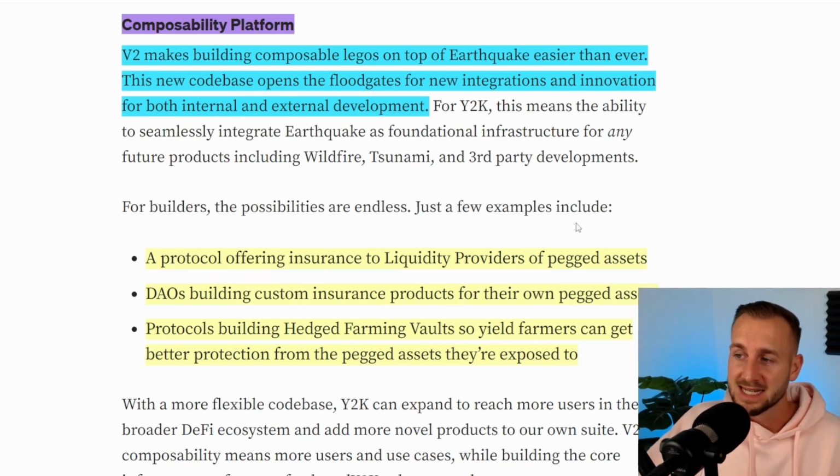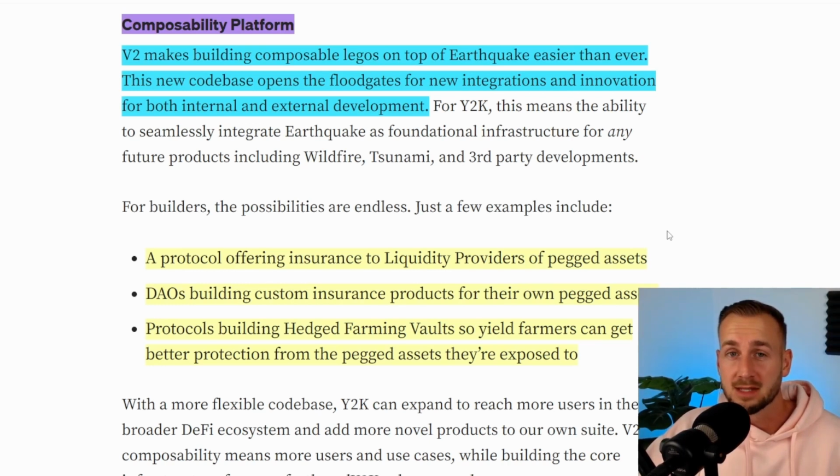And as you can see, some of the examples initially brainstormed the likes of a protocol could offer insurance to liquidity providers of pegged assets. DAOs could build custom insurance products for their own pegged assets as well. And protocols building hedged farming vaults, so yield farmers can get better protection from the pegged assets they're exposed to.